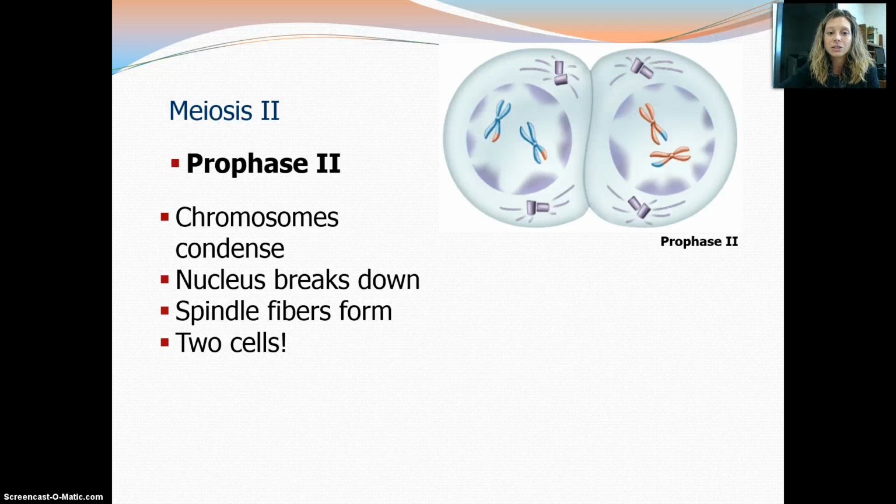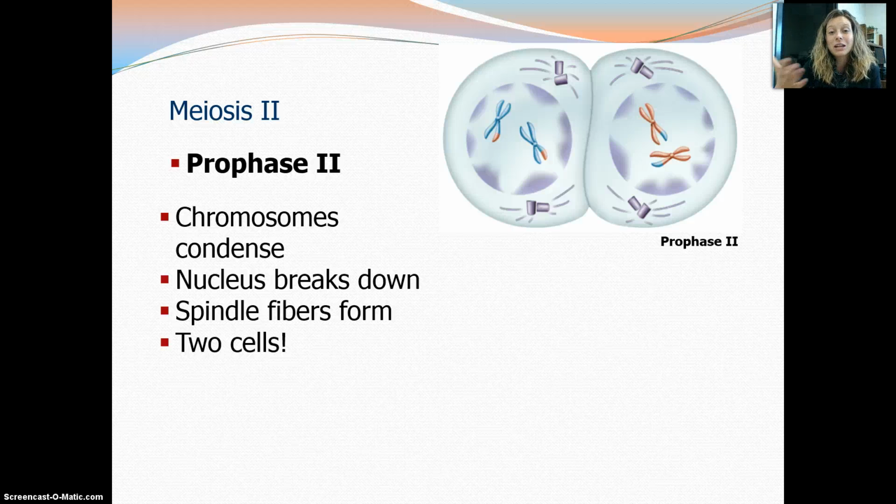So in Prophase II, it's very similar to Prophase I. The chromatin is condensing back into chromosomes. The nucleus is breaking down. The spindle fibers are forming. But the difference is that we have 2 cells where this is happening. We don't have crossing over occurring in Prophase II. That only happens in Prophase I. That's why I had you write a big star next to Prophase I, because that stage is so important.